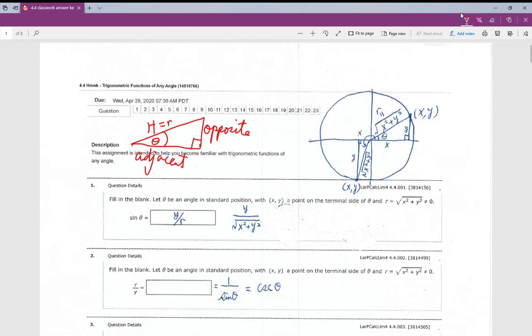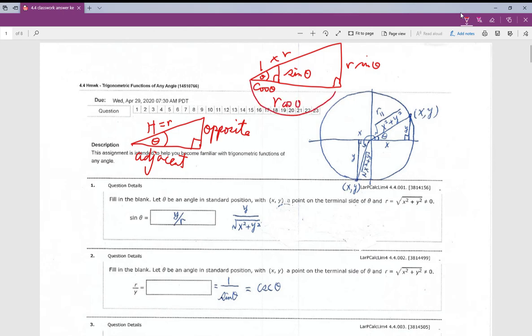Now if you have a small triangle, the radius happens to be 1, then we call this opposite side sine theta, and the adjacent side we call cosine theta. Right now, how about if our radius is r? If our radius is r, so 1 times r, sine times r, cosine times r.